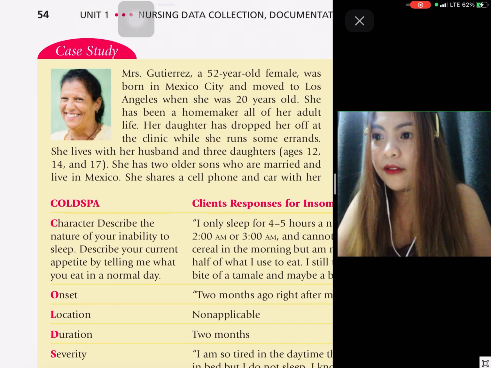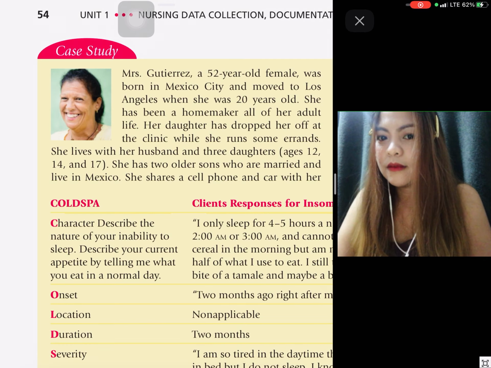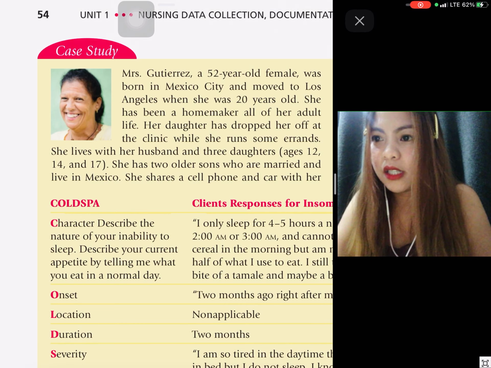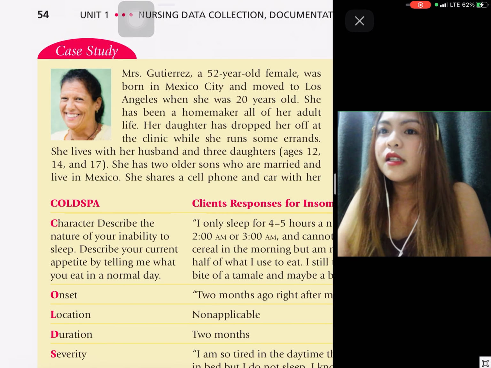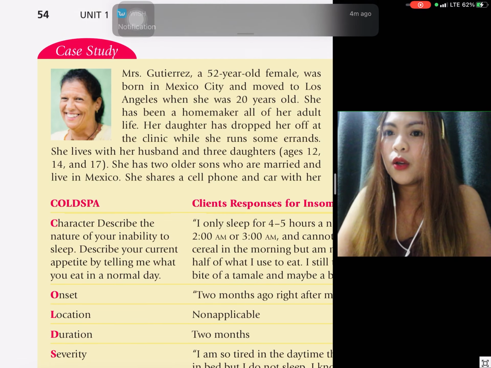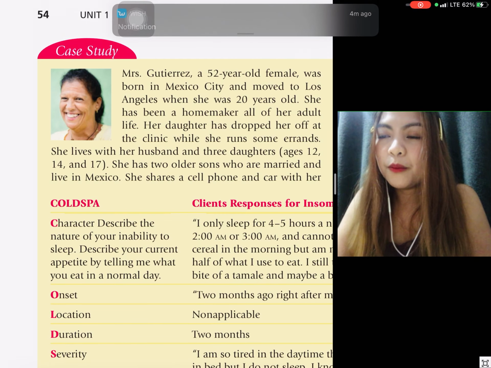She lives with her husband and 3 daughters, ages 12, 14, and 17. She has 2 older sons who are married and live in Mexico. She shares a cell phone and a car with her oldest daughter. She completed high school in Mexico.